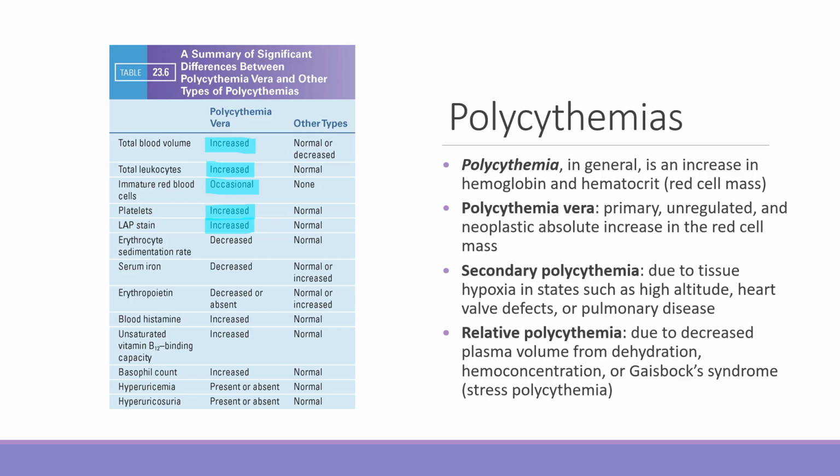Now, let's look at some of the differences between polycythemia vera and the other types of polycythemias. So let's look first at the total blood volume. We're going to have an increase in polycythemia vera. The others are going to be normal or decreased. So we're talking total blood volume that is circulating in the body. Total white count is going to be increased with polycythemia vera because remember, it is associated with that myeloid line, whereas in the other types of polycythemia, we're going to have a normal white blood cell count.